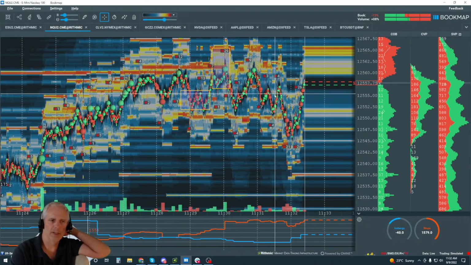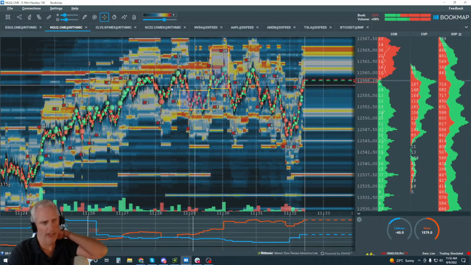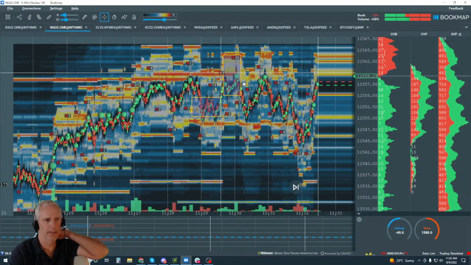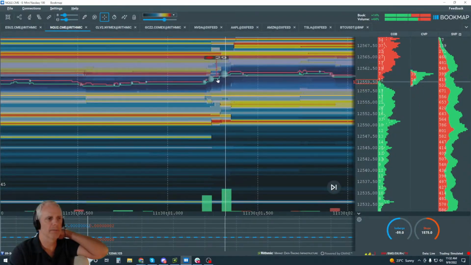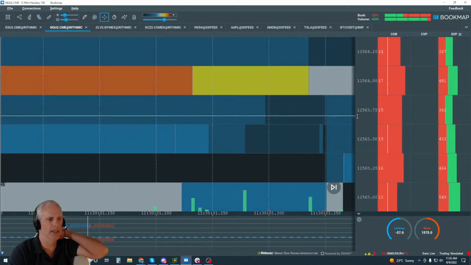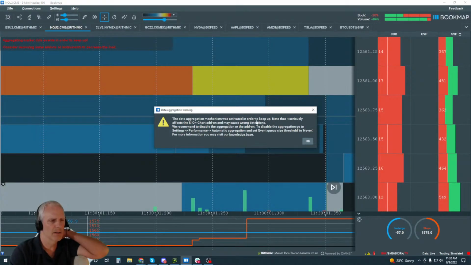Beautiful thing in here with the stop runs, both Adam and Bradley. I mean, you can see everything. This is one of the benefits of Bookmap, how it visualizes market data in here.